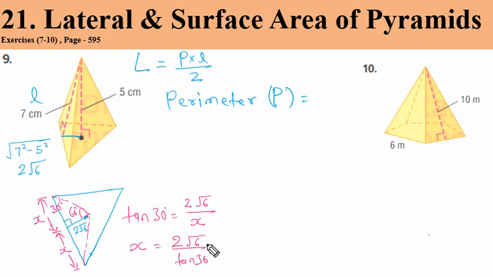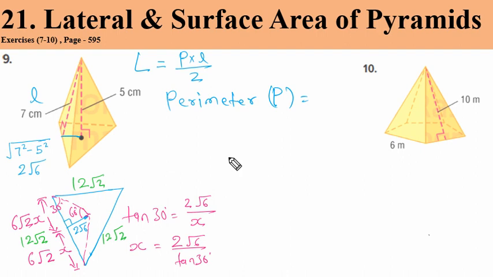So 2 square root 6 divided by tan 30-degree. I will get x is equal to 6 square root 2. So I will write here x is equal to 6 square root 2. So this side is 6 square root 2 and this will be 6 square root 2. How much will be the total? 6 square root 2 plus 6 square root 2, the total will be 12 square root 2. So all sides will be 12 square root 2.